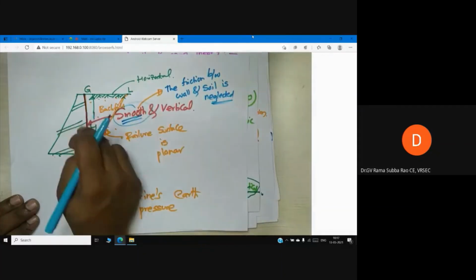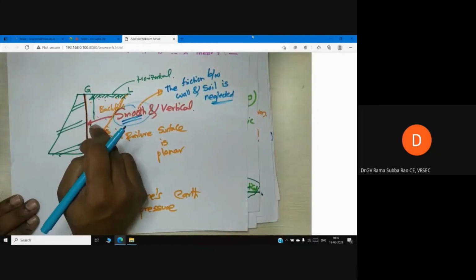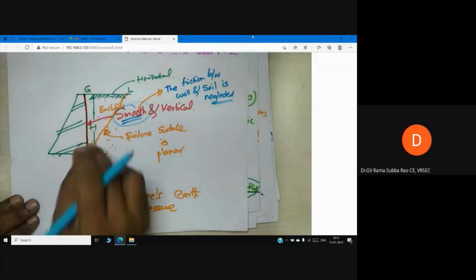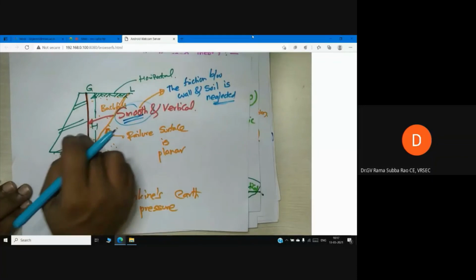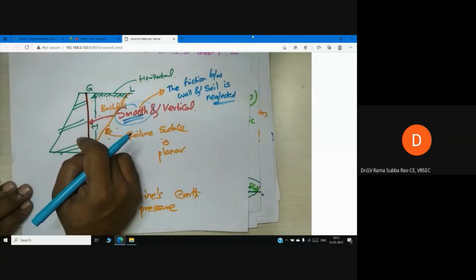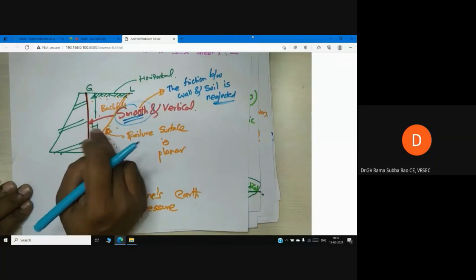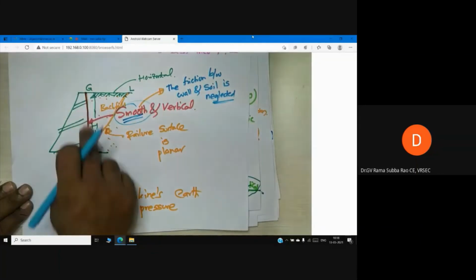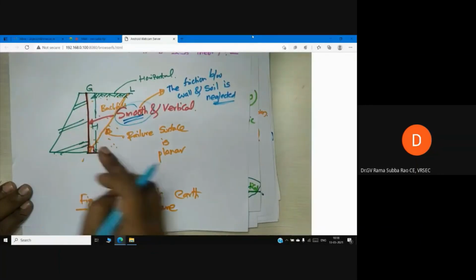There is a friction between the backfill and this retaining wall, which I am trying to ignore, whereas in Coulomb's theory, we are going to consider that. It is good to consider the wall friction. If you consider the friction between this backfill and the back of the wall, the lateral earth pressure will be reduced.